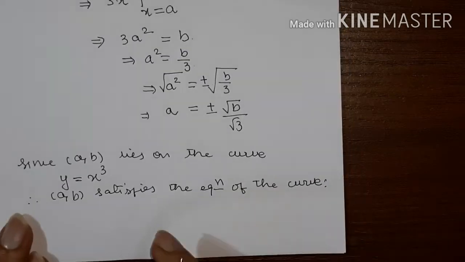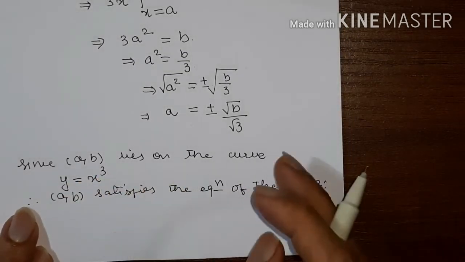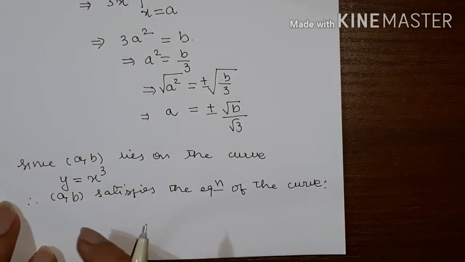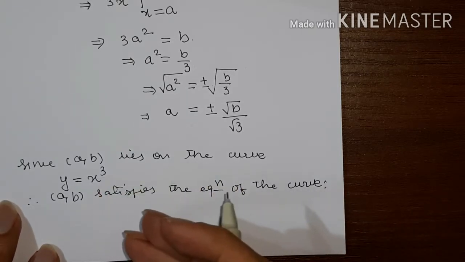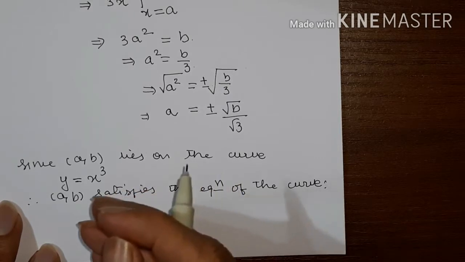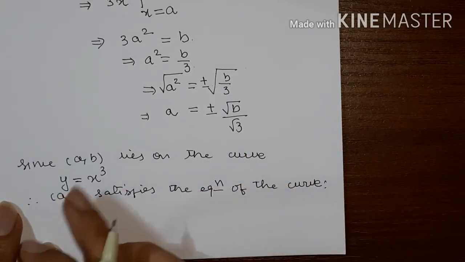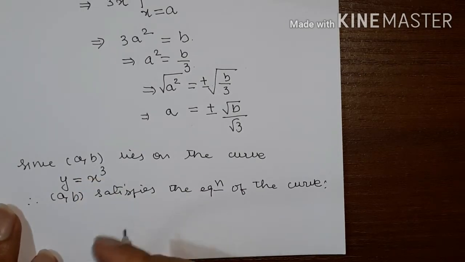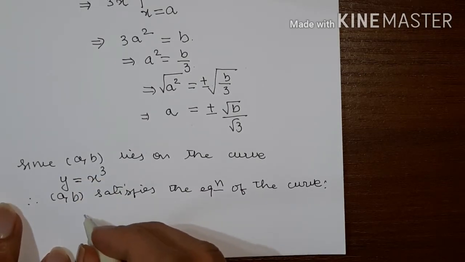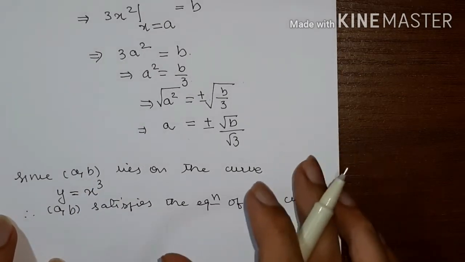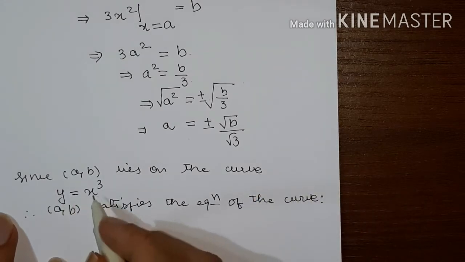Okay, got it? Since (a, b) lies on the curve y equal to x cube, therefore (a, b) satisfies the equation of the curve, right? Because it lies on the curve. All the points on the curve satisfy the equation of the curve, right? So this point also will satisfy the equation of the curve. That means, what? The curve given is y equal to x cube.